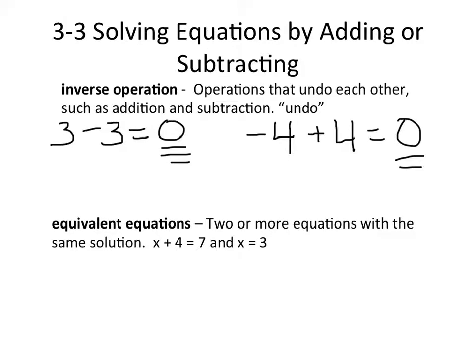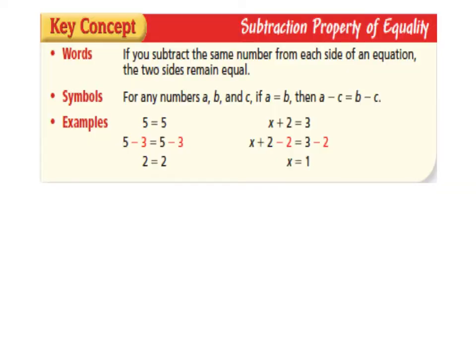Equivalent equations: two or more equations with the same solution. All right. Do these two equations have the same solution? Is x plus 4 equals 7 the same as x is equal to 3? Only if the x in the first one equals 3. We could do mental math here. We know that 3 plus 4 is equal to 7, so x must be equal to 3, and yes, they are equivalent.